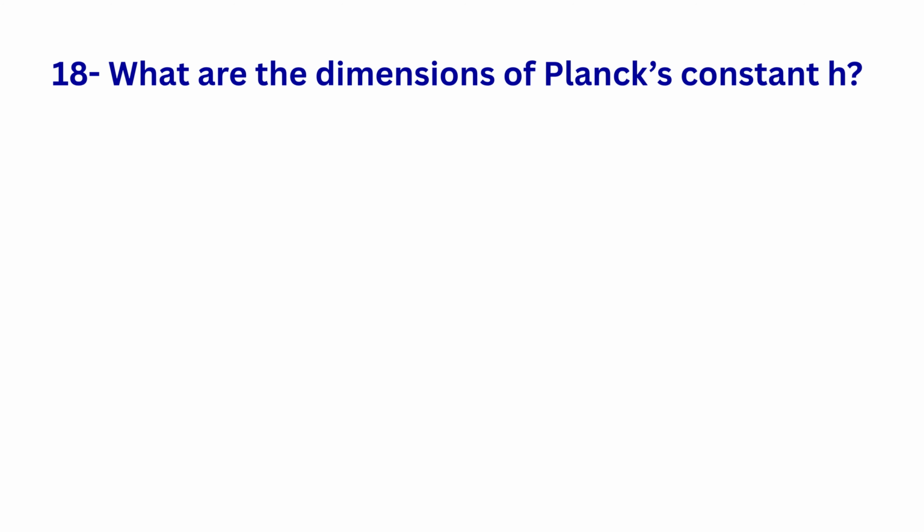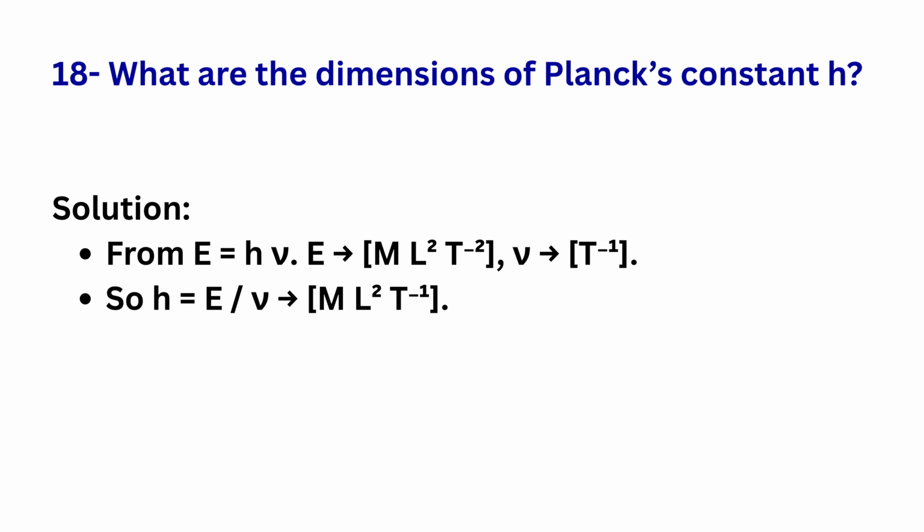Question 18. Now, the dimensions of Planck's constant, h. From the equation E equals h times nu, we know energy has dimensions M⁰L⁰T to the power of minus 2, and frequency has T to the power of minus 1. So, h equals energy divided by frequency, which gives M⁰L⁰T to the power of minus 1.